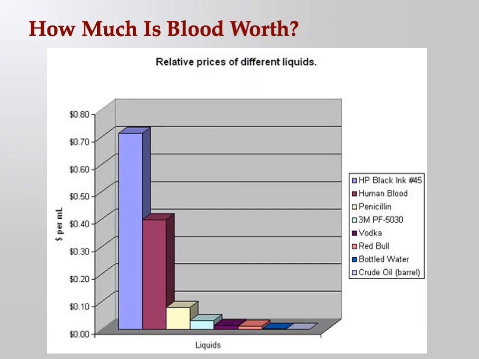How much is blood worth? Well, interesting graph here. You see over on the far right, crude oil, and then bottled water. Did you realize that bottled water costs more per ounce than crude oil? Then comes Red Bull, then vodka. Now we're getting serious. And then penicillin. See, penicillin pretty damn expensive. But look at human blood. Human blood, per milliliter is actually very expensive. Although not nearly as expensive as HP black ink number 45, more valuable than gold. One of the most valuable fluids on Earth.